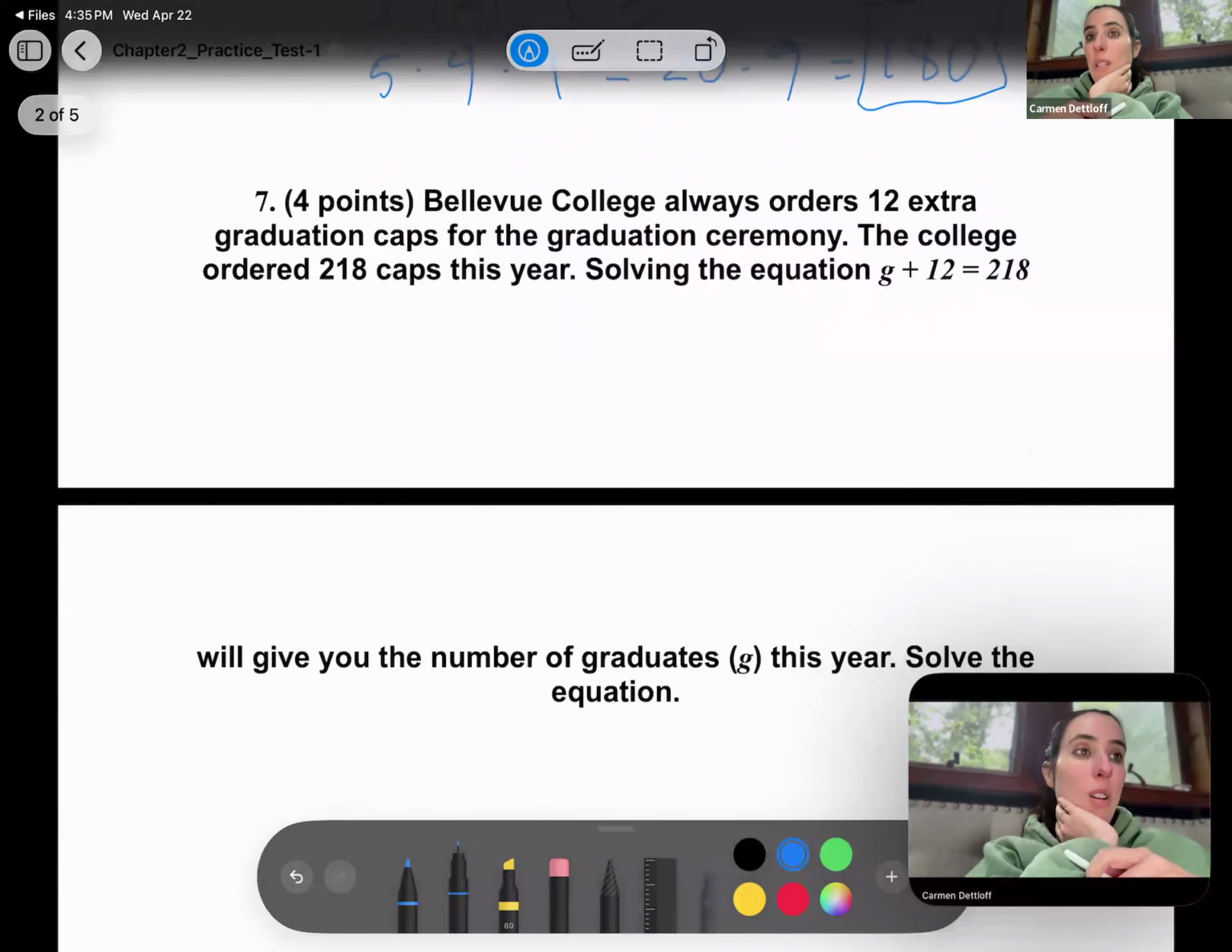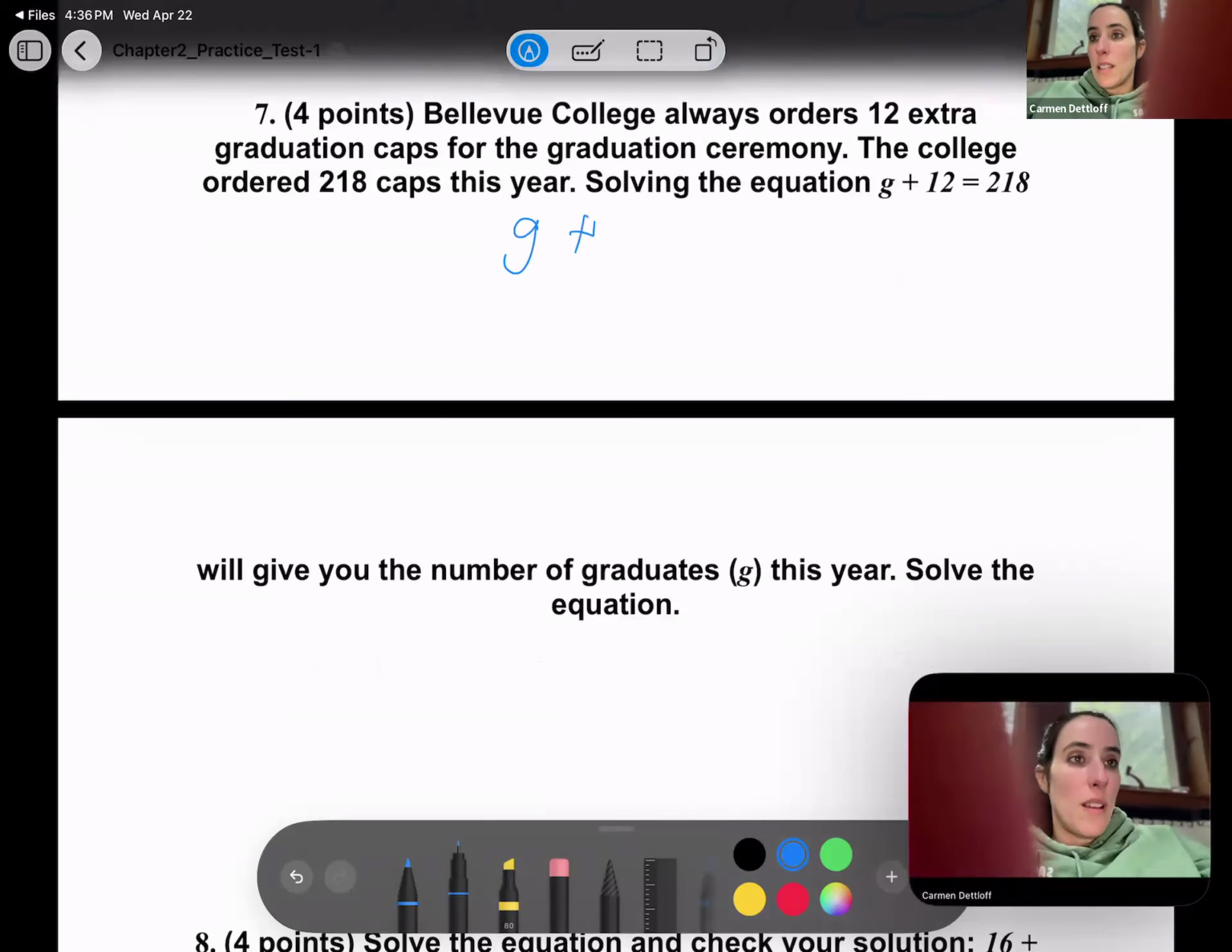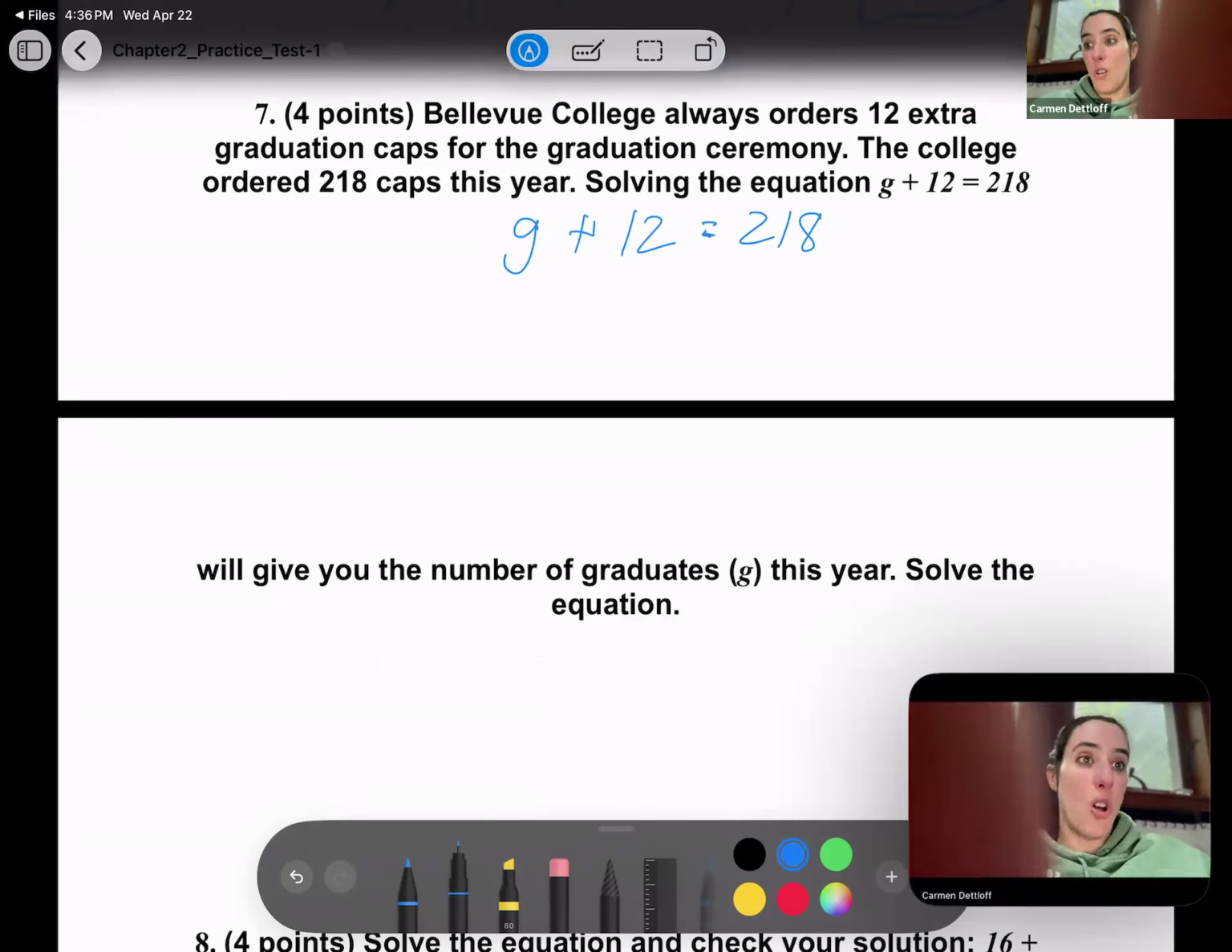Bellevue College always orders 12 more graduation caps for the graduating ceremony. The college ordered 218 caps for this year. Solve the equation G plus 12 equals 218. This will give you the number of graduates. Solve this equation. Okay, I have G plus 12 equals 218, and I need to solve this.